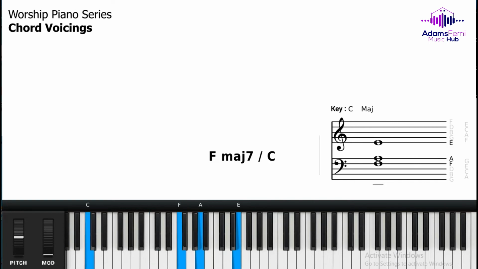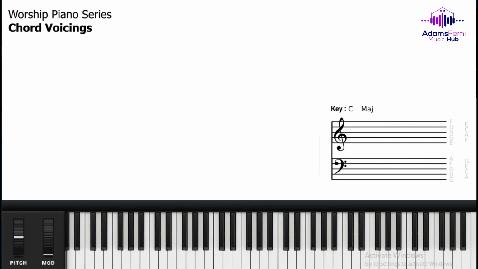Let me take it further. In this case, we're taking our second lowest note in our chord to the right. This is our lowest note, which is F. Second lowest note is A. Third lowest note is C. So we're taking A to the next octave on the right. So you have this.